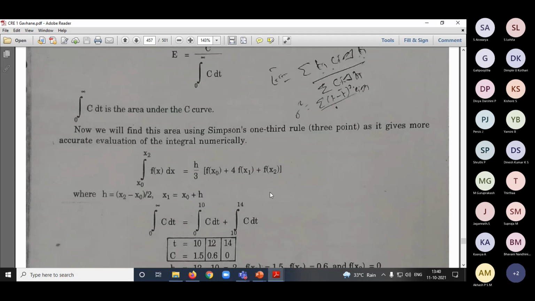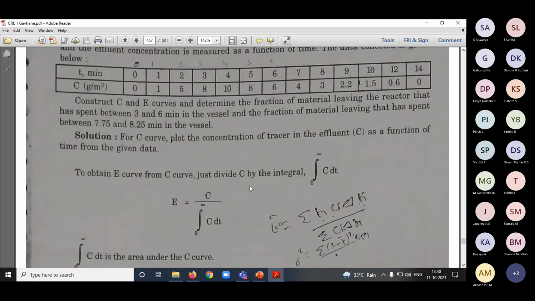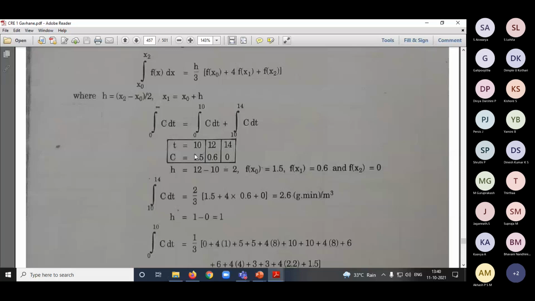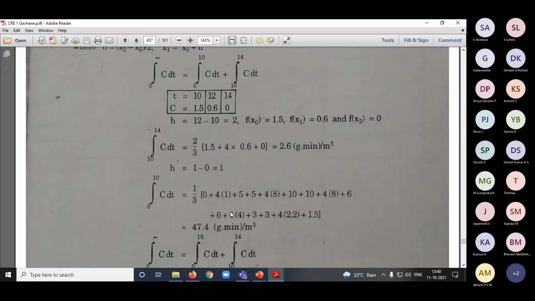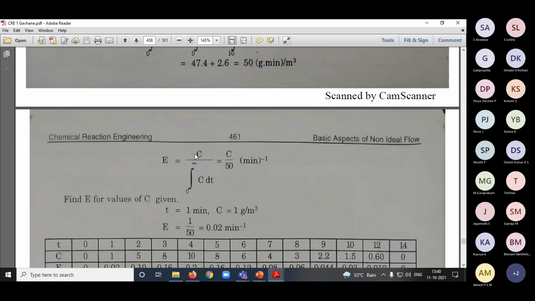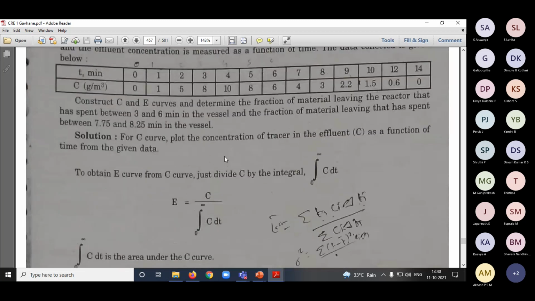That's up to you. Here he is going for two limits. 0 to infinity is 0 to 10 and 10 to 14, because the maximum given is 14. So he is calculating 0 to 10 and 10 to 14, and he added all that. The total is 50. This is the area under the curve. Now we calculate the E curve. E is C divided by 50, the area under the curve. What is C? C is nothing but this.